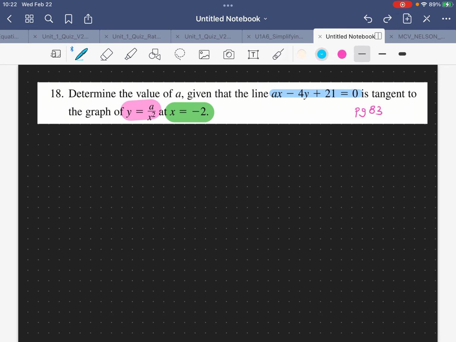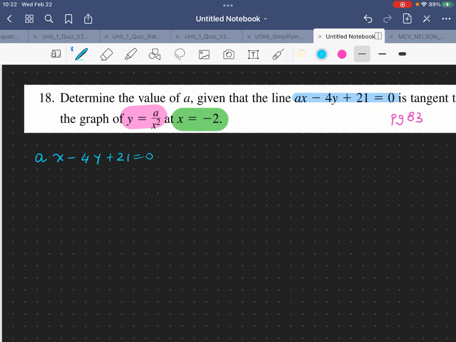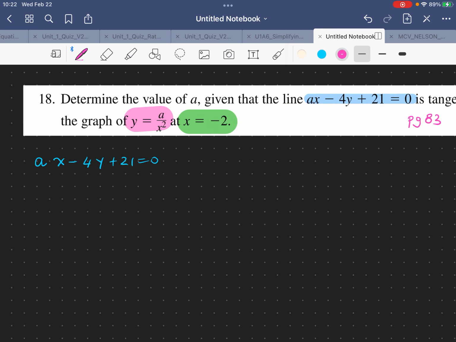What we are given here is that the tangent line will have the equation ax - 4y + 21 = 0. Now this tangent line is drawn on the graph of y = a/x² exactly at x = -2. So what we are missing in both equations, as you can see, is the coefficient a.